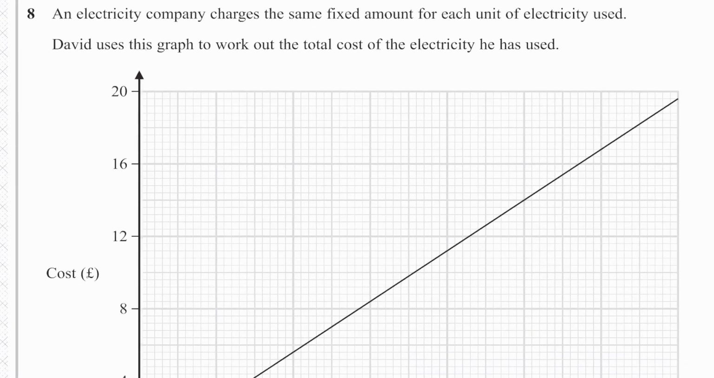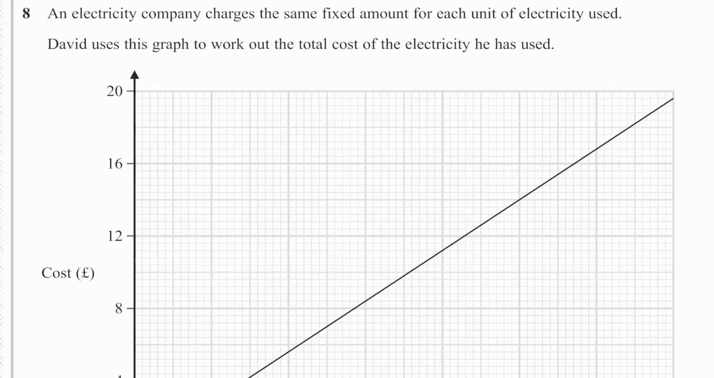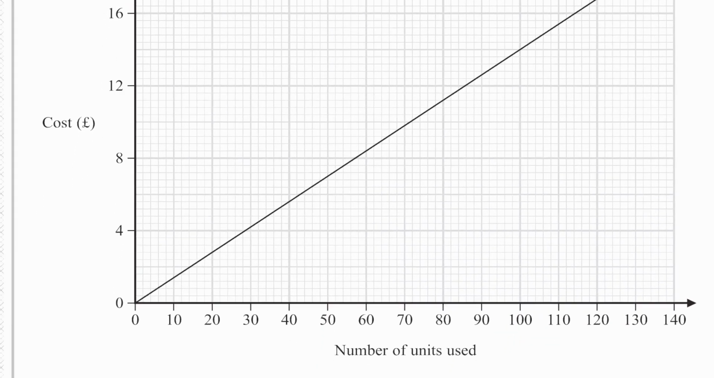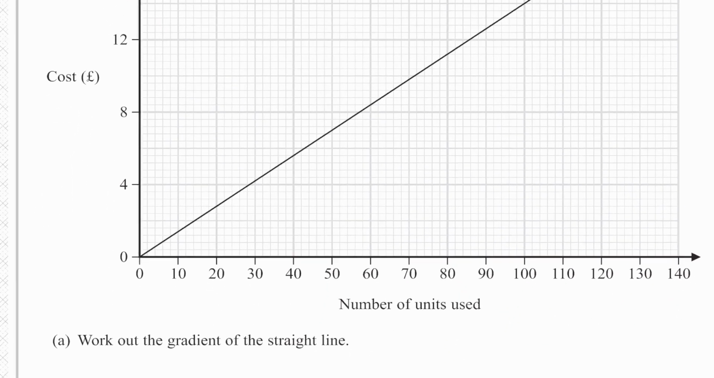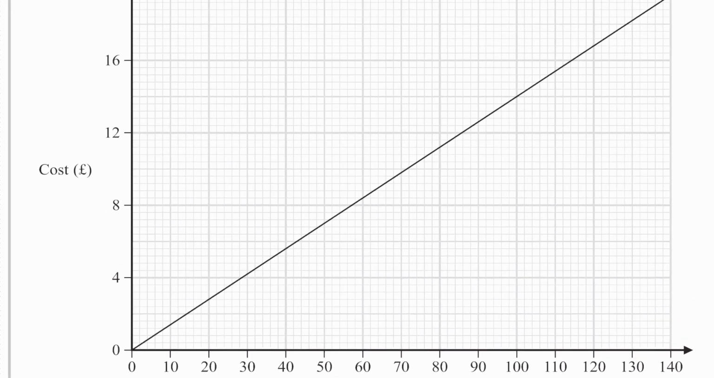Question 8. An electricity company charges the same fixed amount for each unit of electricity used. David uses this graph to work out the total cost of electricity he has used. Work out the gradient of these straight lines. The easy way to do that is dy by dx. So you want to draw a big triangle, as big as you can, and work out the difference in y and divide that by the difference in x. You can just choose 2 points because it's a straight line.